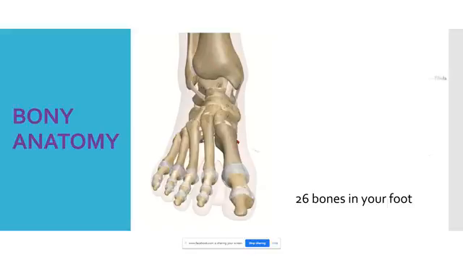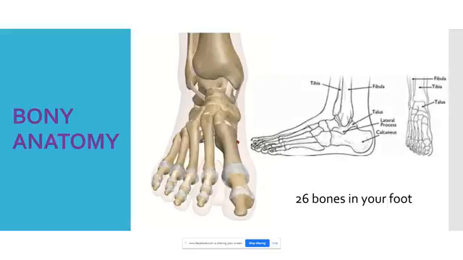And then some of you might be familiar with the big heel bone. This is called your calcaneus. That's your heel bone. Then you have a bunch of other little tiny bones in your midfoot, and then you have a bunch more little long bones that extend out to your toes. All together, you have 26 bones in your foot. So there's a lot of stuff going on in the foot.